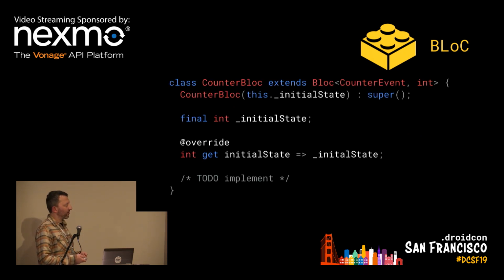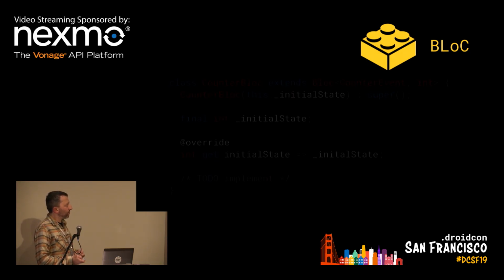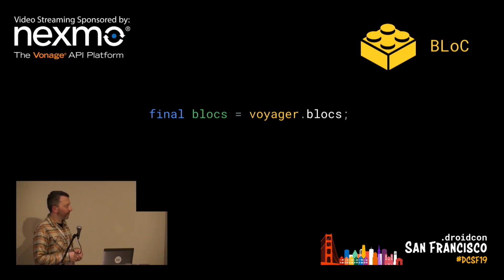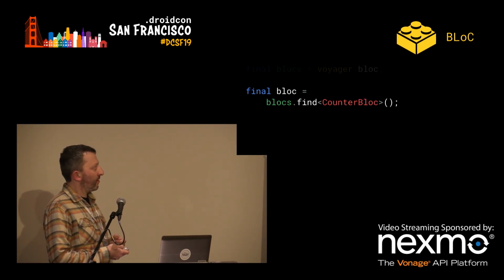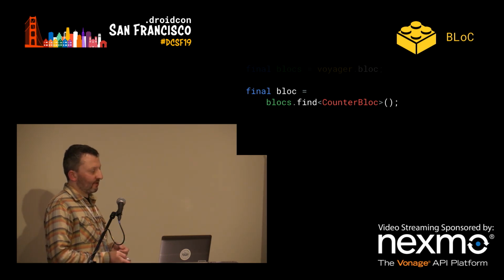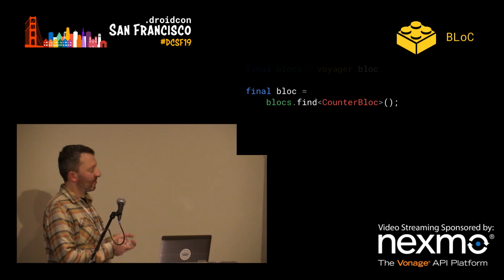I had to modify the counter bloc example so it would take the number as a constructor argument, but that's mainly the only change I did to the sample. And in your widget code, you can find your blocs under the blocs field, and then from there you can find them by types. So you don't use a bloc provider anymore, you just use Voyager. Also, Voyager will take care of disposing your blocs afterwards.